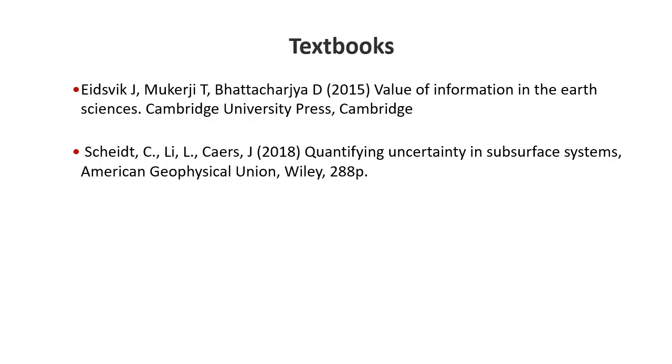So there are two textbooks we'll be using. Of course, there's Quantifying Uncertainty in Subsurface Systems. That course really follows closely a lot of the material in there. We won't cover all of the material in that book. It's quite substantial, so we'll focus on what your needs are. Then there's also the book by Eidsvik and Mukherjee about value of information in the earth sciences. That talks a lot about decision analysis, and value of information is really complementary to the uncertainty book.